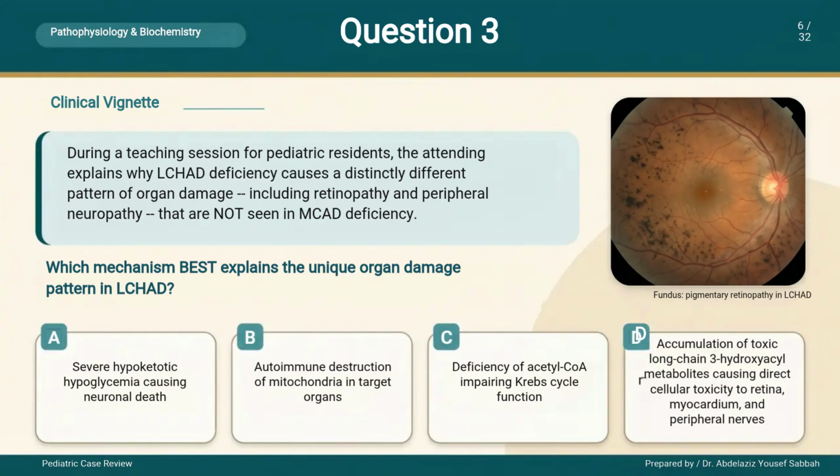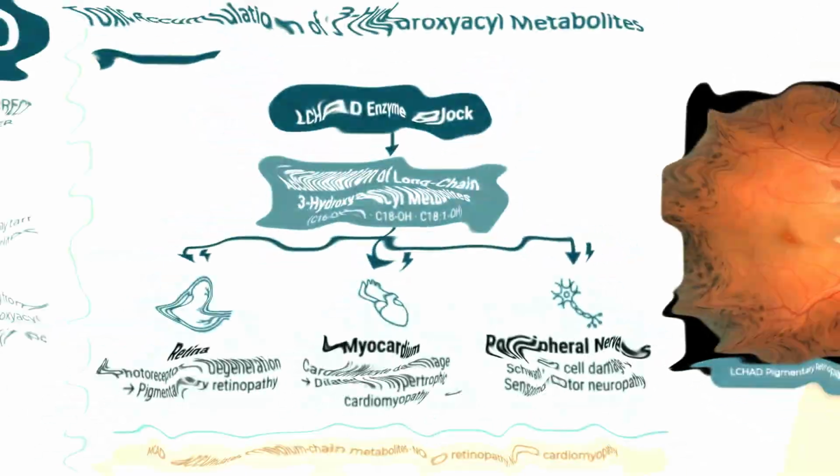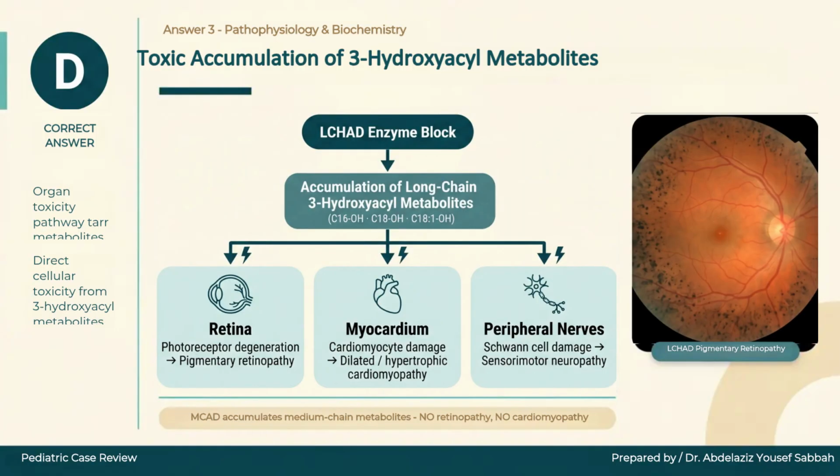Option A, severe hypoketotic hypoglycemia causing neuronal death. Option B, autoimmune destruction of mitochondria in target organs. Option C, deficiency of acetyl-coenzyme A impairing Krebs cycle function. Option D, accumulation of toxic long-chain 3-hydroxyacyl metabolites causing direct cellular toxicity to the retina, myocardium, and peripheral nerves. The correct answer is option D, direct cellular toxicity from accumulated long-chain 3-hydroxyacyl metabolites.